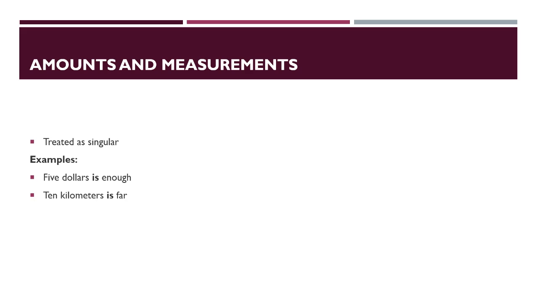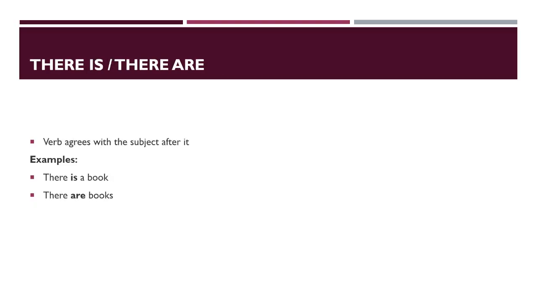Let's talk about sentences that begin with there is and there are. In these sentences, the verb agrees with the subject that comes after it. For example, there is a book, but there are books.